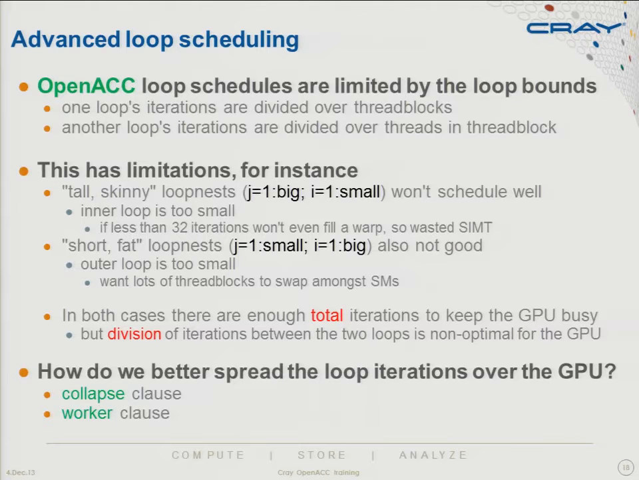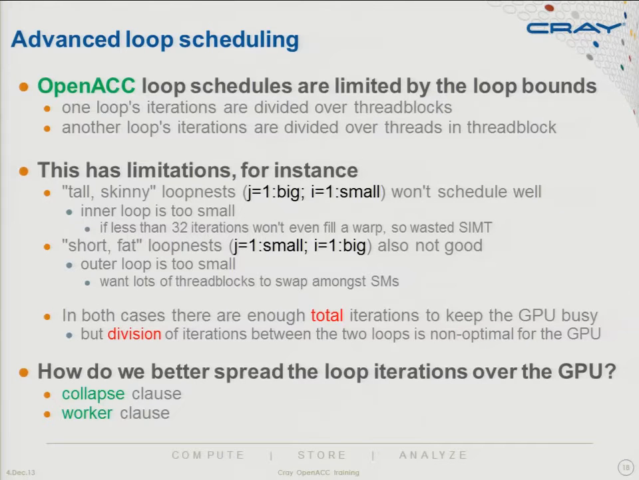One of the restrictions in OpenACC is that when you do a loop schedule, it is limited by the loop bounds, in that this loop is divided over gangs, over thread blocks, and that loop is divided over threads within a thread block. If you've got a tall, skinny loop nest, so you've got one very big loop and one very small, it won't schedule very well because it will try to schedule this one over thread blocks and this one over threads within a thread block, so it's wasting vector instructions. I'm assuming here small is much less than 32, so that's not good.